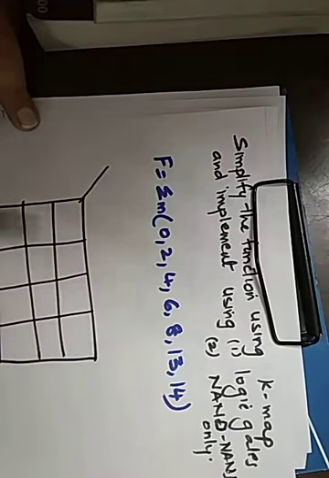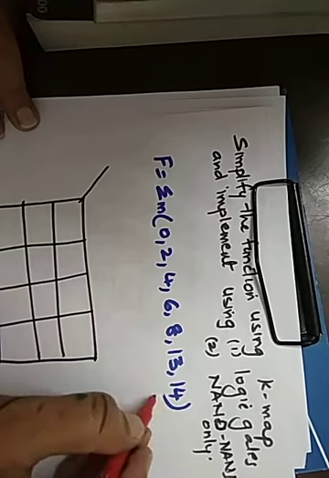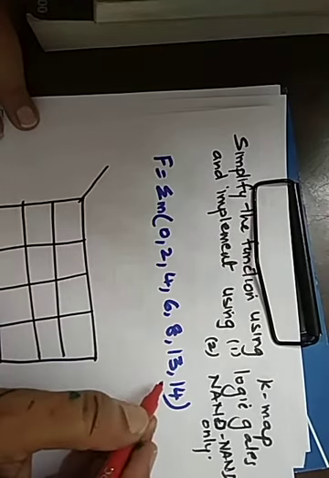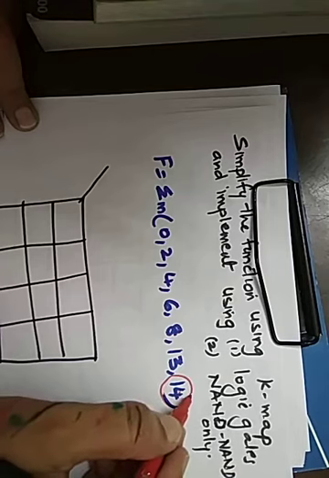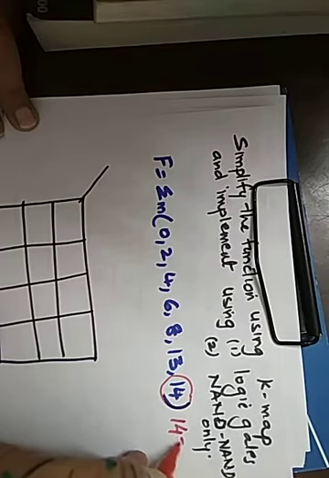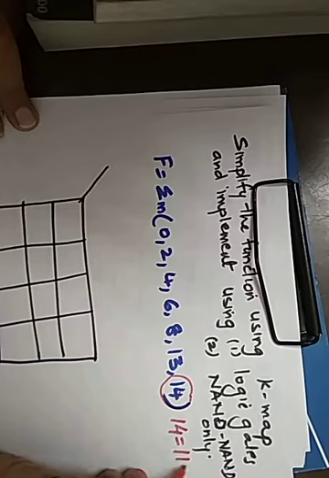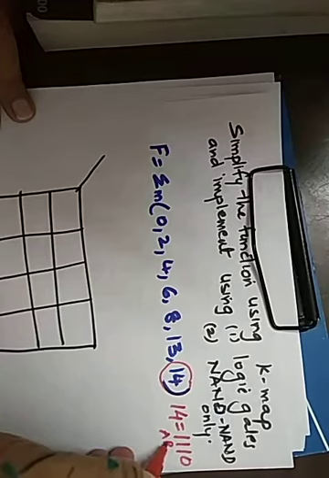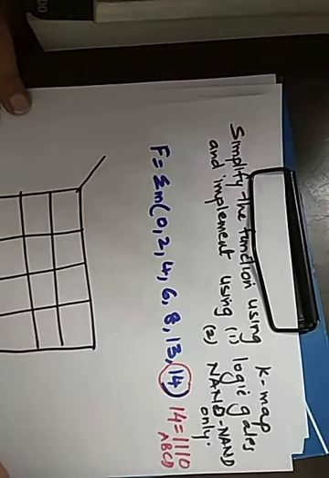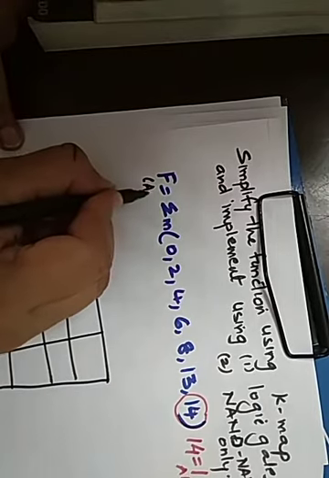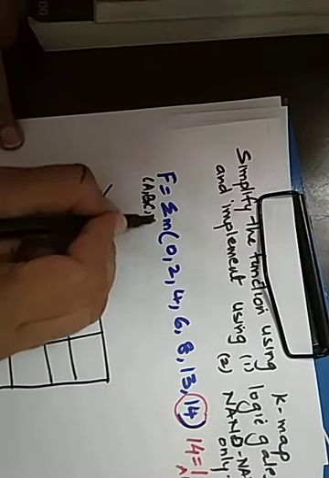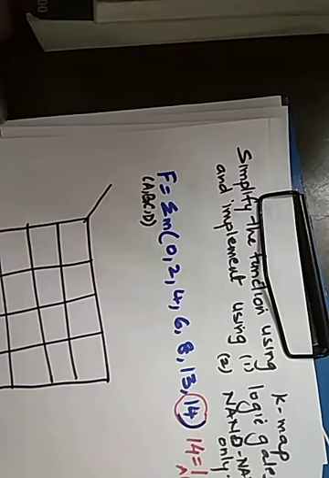So our first step is to find out the number of variables of the function. The highest term is 14. 14 will be represented by 1, 1, 1, 0. So we need 4 variables A, B, C, D. So we have seen that this function f is a function of 4 input variables A, B, C, D.